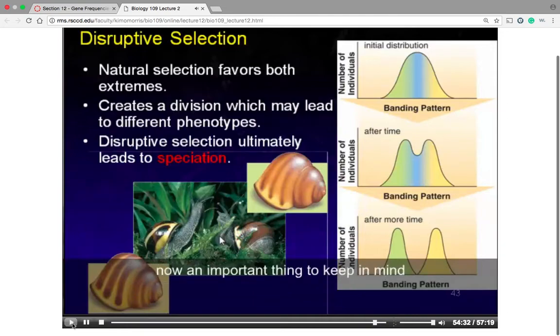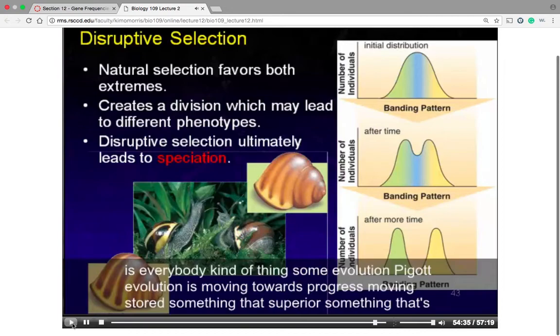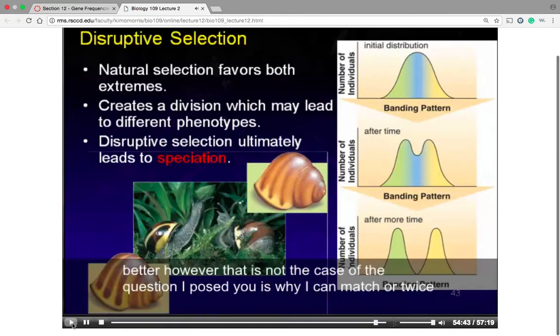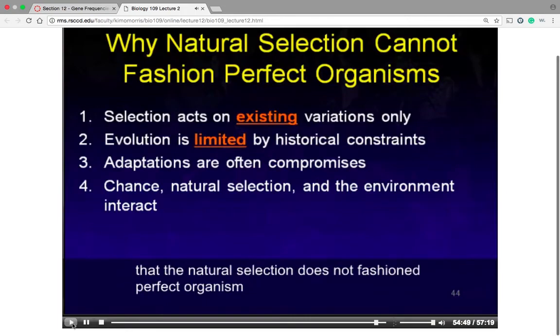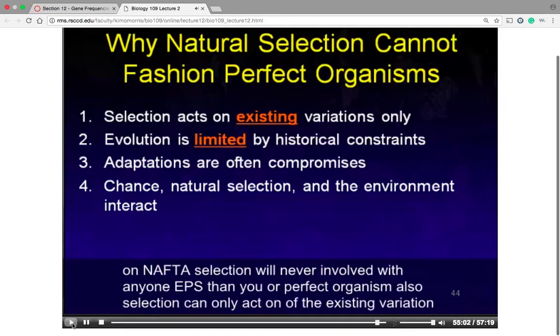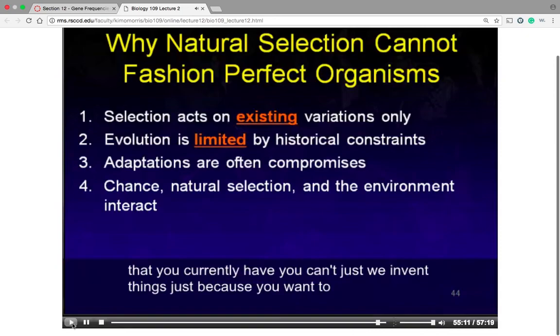Now, an important thing to keep in mind is, everybody kind of thinks of evolution as moving towards progress, moving towards something that's superior, something that's better. However, that is not the case. The question that I pose to you is, why is it that natural selection does not fashion perfect organisms? Remember, natural selection is a response to a changing environment. And so long as the environment continues to change, natural selection will never evolve towards any one epiphany or perfect organism. Also, selection can only act on the existing variation that you currently have.